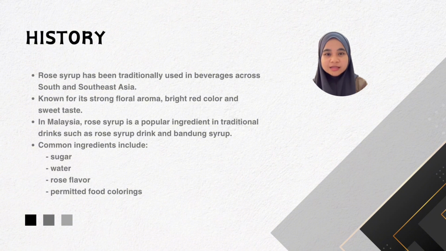This slide explains the background of rose syrup. Rose syrup has been traditionally used in beverages across South and Southeast Asia and is known for its strong floral aroma, bright red color, and sweet taste. In Malaysia, it is commonly used in traditional drinks such as rose syrup drink and bandung syrup. The main ingredients include sugar, water, rose flavor, and food colorings. Although the ingredients are simple, small changes in sugar concentration can affect sweetness perception, which makes rose syrup suitable for the sensory study.